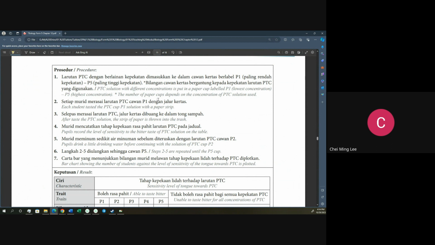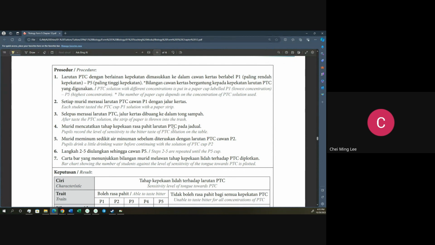So how many paper cups depends on how many levels of concentration you want to set. Either 1 to 6, you can set accordingly. Each student takes the PTC cup P1 solution with a paper strip, and after tasting, we throw the paper strip into the trash. So we record the level of sensitivity to the bitter taste. Yeah, correct. So it's the bitterness of the PTC solution on the table.